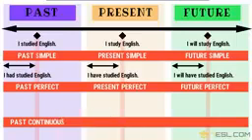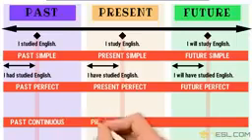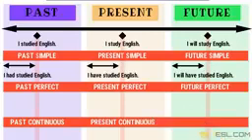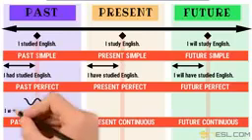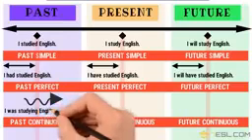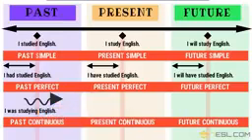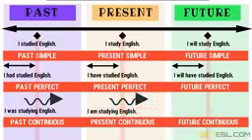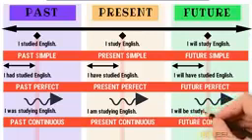Past continuous, present continuous, future continuous. I was studying English. I am studying English. I will be studying English.